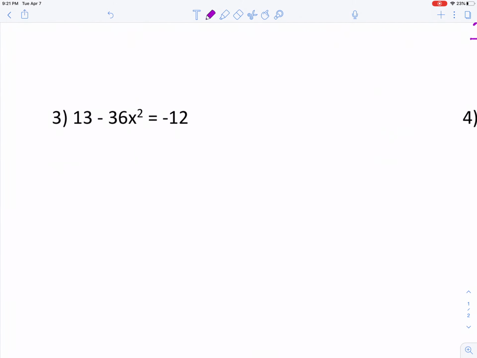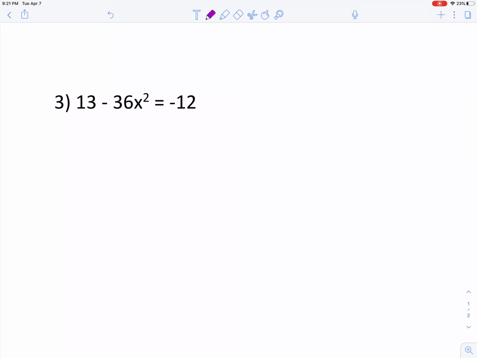Okay. Next one. I have a minus sign in front of the x squared term. So I never want my a, my leading coefficient in front of x squared, to be negative. So what I'm going to do in this case is I'm actually going to add the 36x squared to both sides, giving me 13 equal to 36x squared.